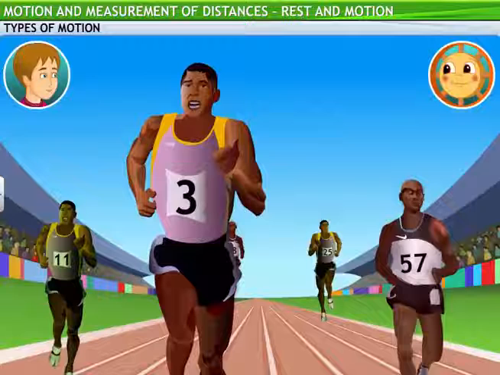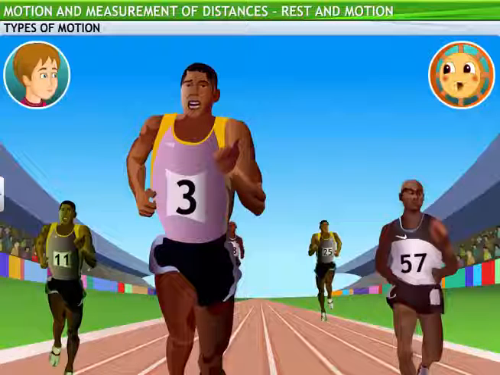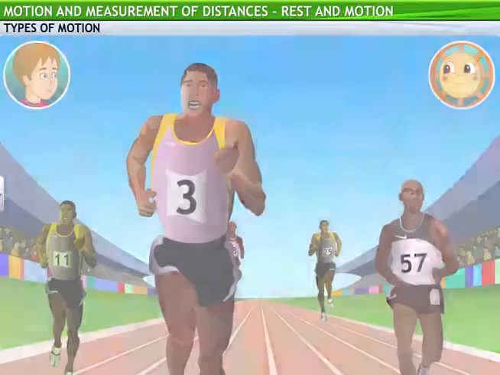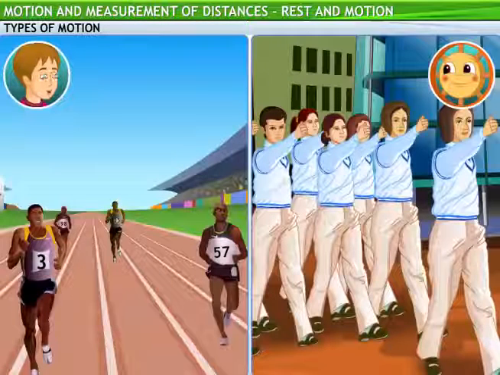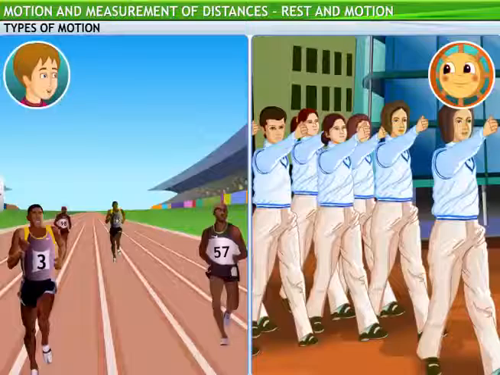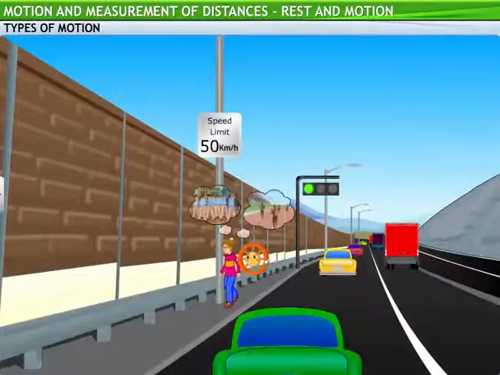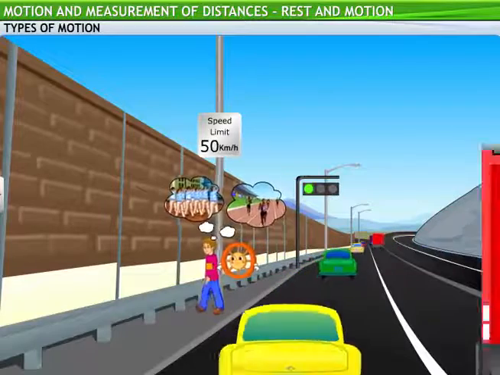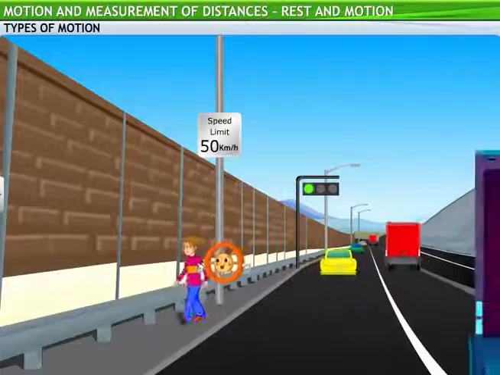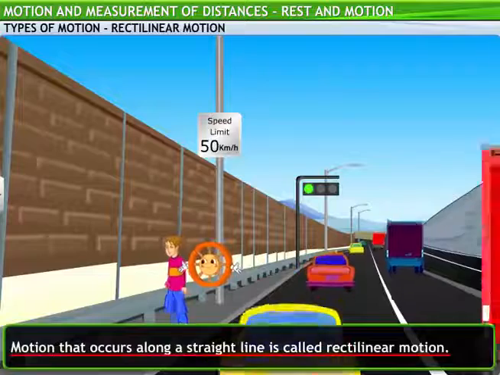Billy, did you notice anything similar between the march past and the race? Well, they were all moving on a straight path. That's the track. I didn't really notice anything unusual. What you saw there was rectilinear motion. When objects move in a straight line, they are said to be in rectilinear motion.